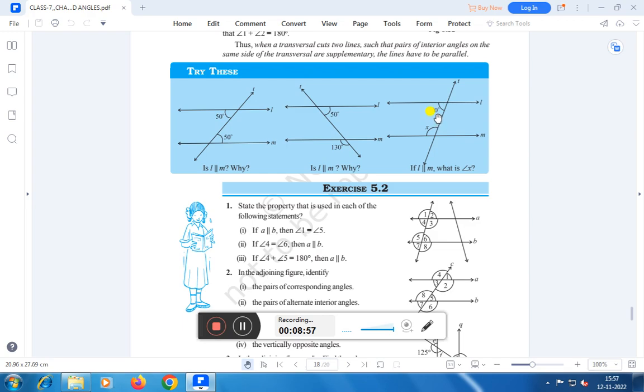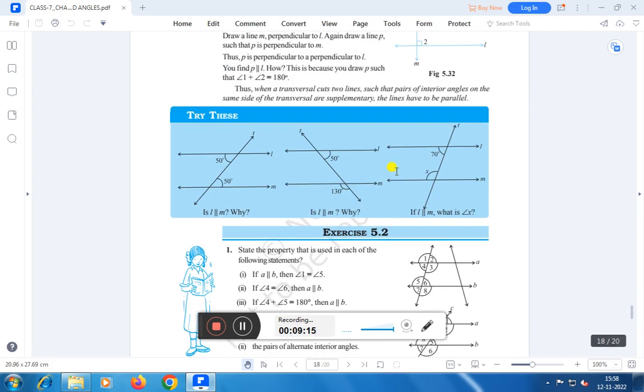Here you see this is 70 degrees, right? Since these are parallel, it is also 70 degrees, therefore this angle is 100. This is 70, that is 120 degrees. 100, this is 70, 110 degrees, right? In this way you can find the various values.